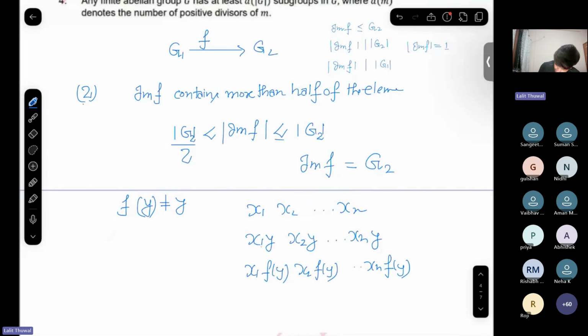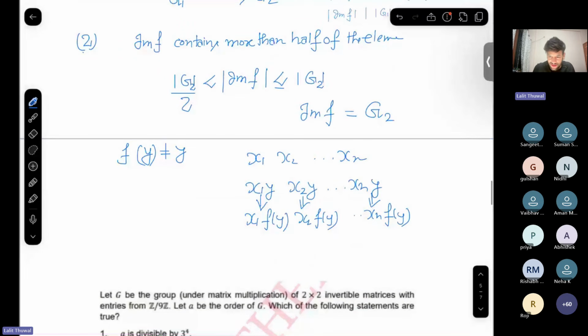Can you see? This goes to this, this goes to this. x1y is not equal to x1F(y), right? Because y is not equal to F(y). So half of the elements are also not going to be fixed. But that cannot be possible, because only if F fixes more than half of the elements can less than half of the elements be non-fixed. So that's a contradiction.